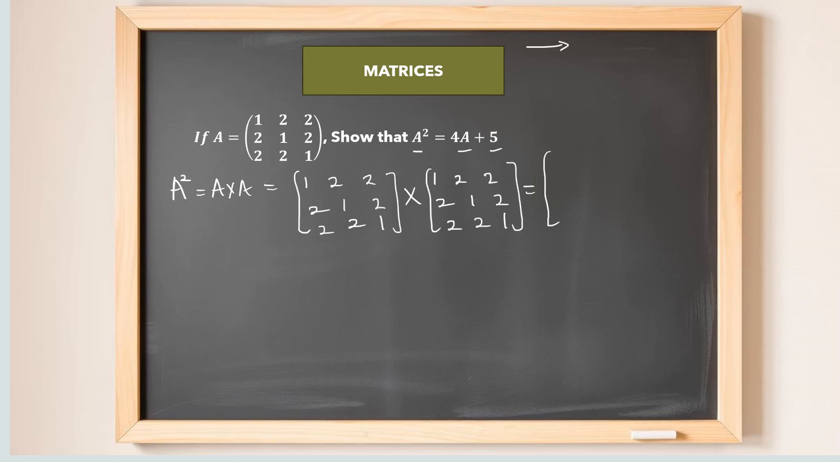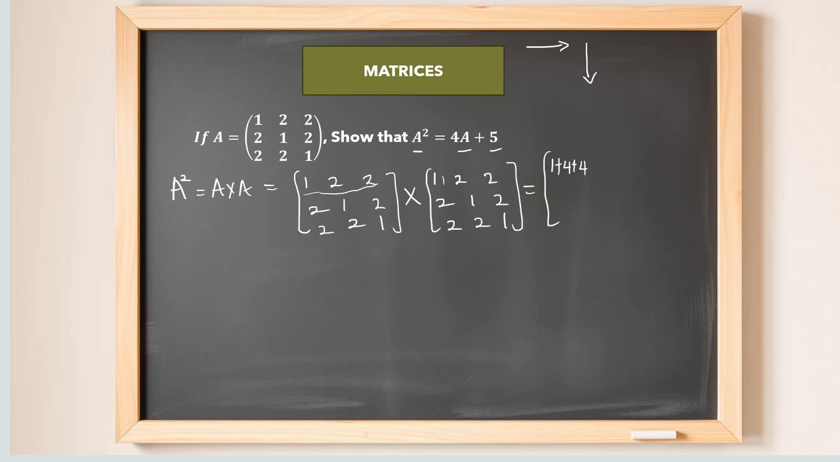That is, the first row is going to multiply the first column. The same thing for the next one, the first row multiplying the second column, and this is going to be repeated. Now what I want to do is to use my first row to multiply my first column. And to do this, it means 1 multiplied by 1 is going to be 1, plus 2 multiplied by 2 is going to be 4, plus 2 multiplied by 2 is also going to be 4. So we are done with this first entry.